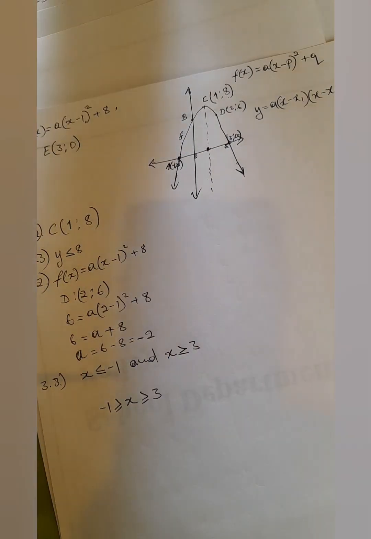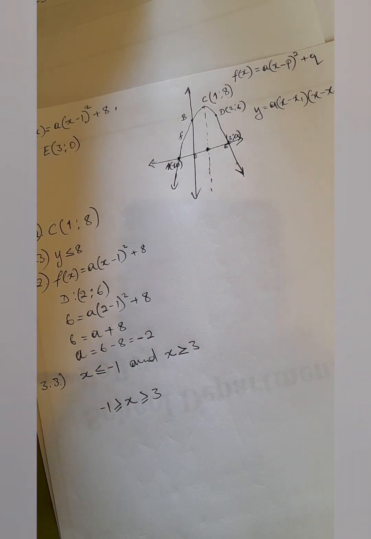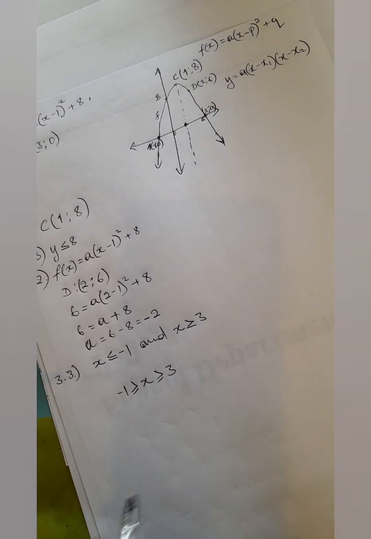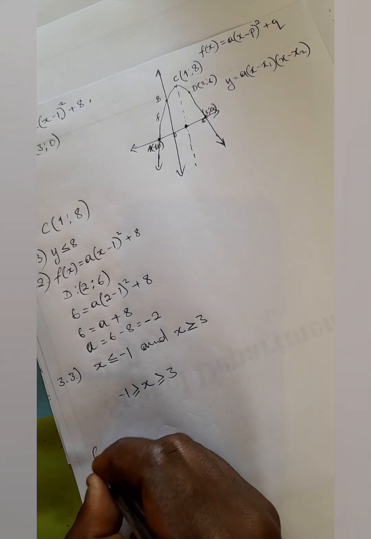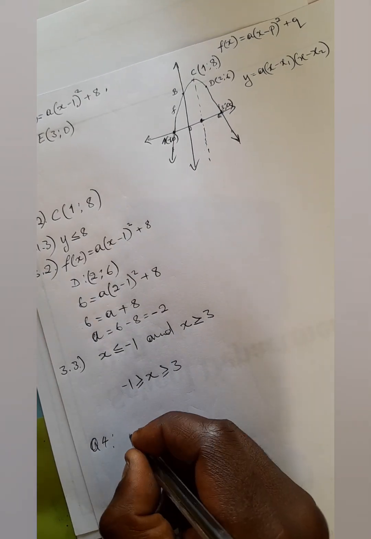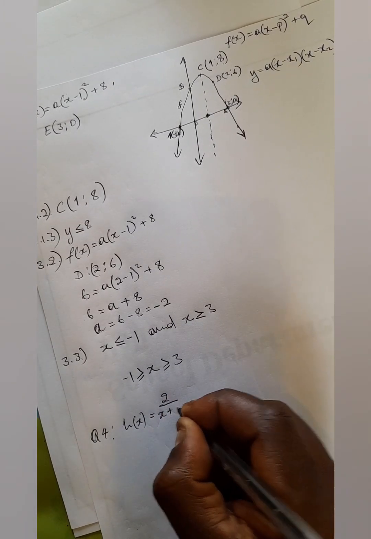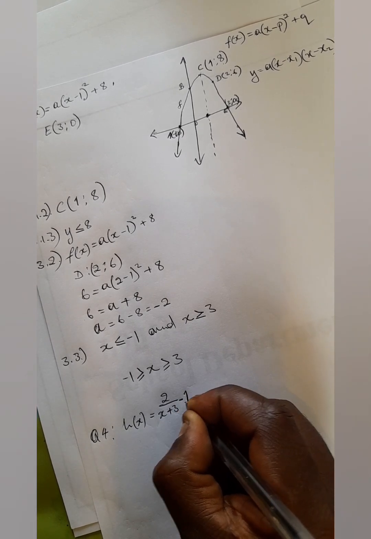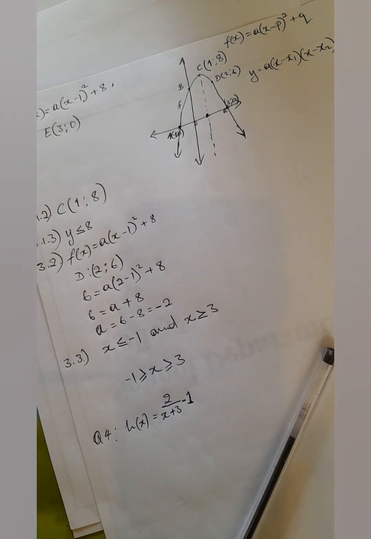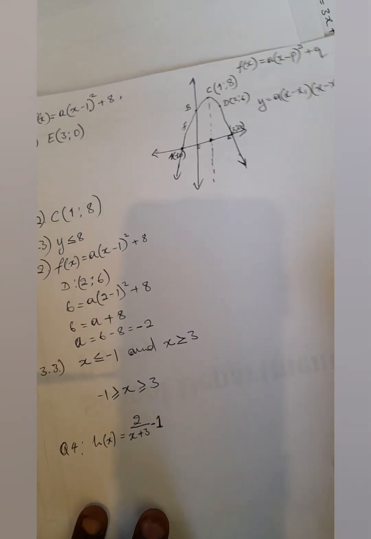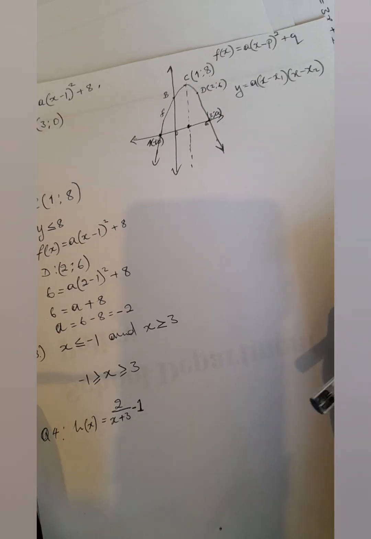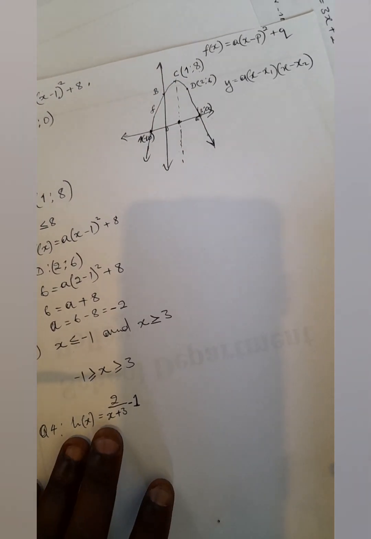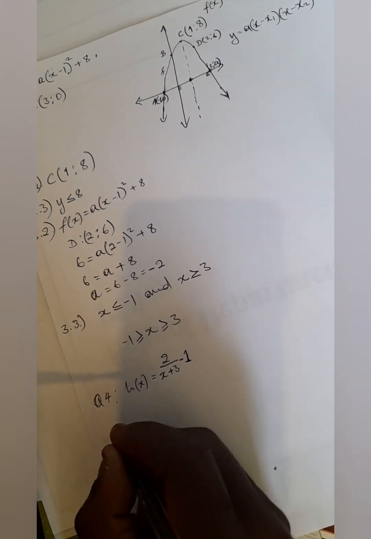Okay, moving on to question 4. Question 4 says given h(x) equals 2 over x plus 3, minus 1. Here we are required to write down the equations of the asymptotes of h. Equations of asymptotes, that's 4.1.